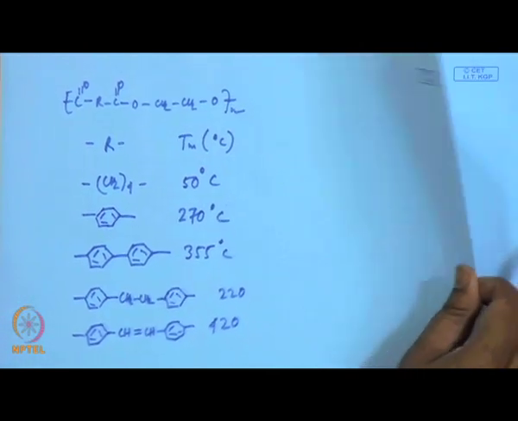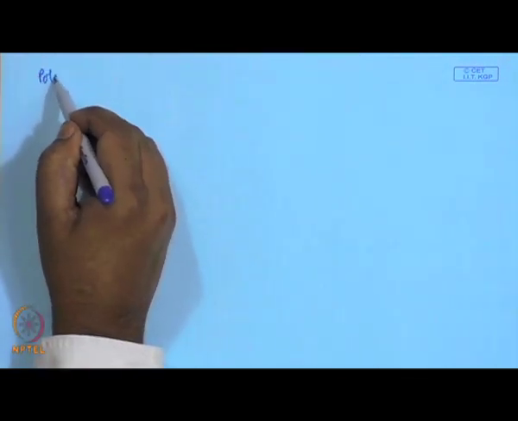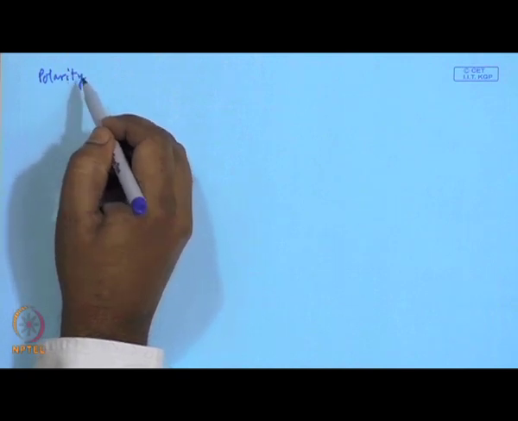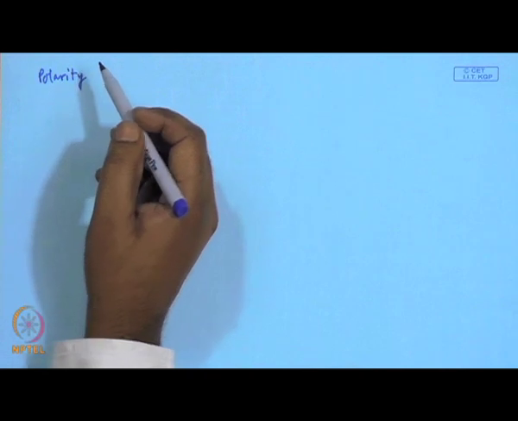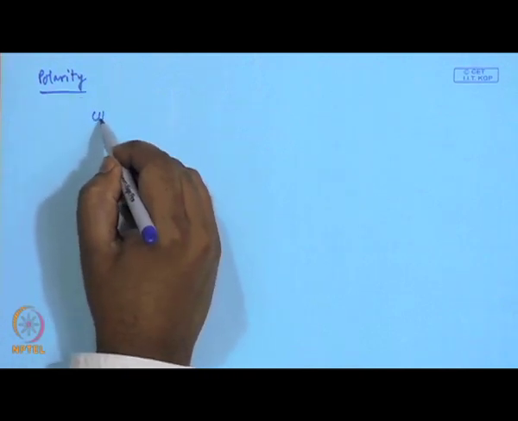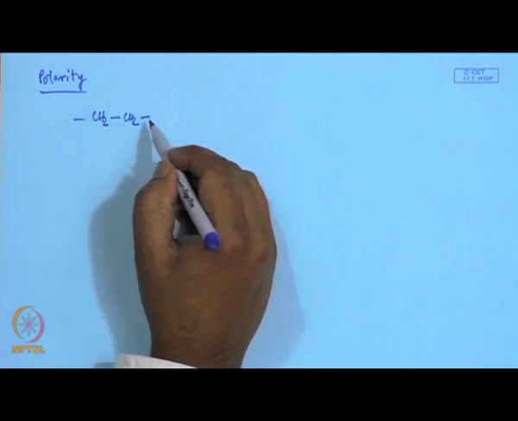Now, let us talk about the second factor, polarity. Let us have some examples about polyamides.